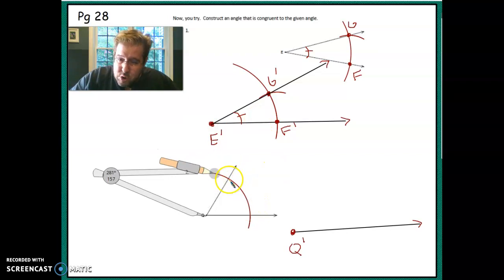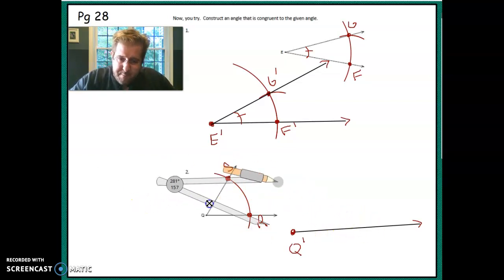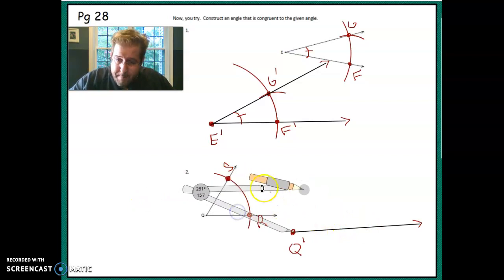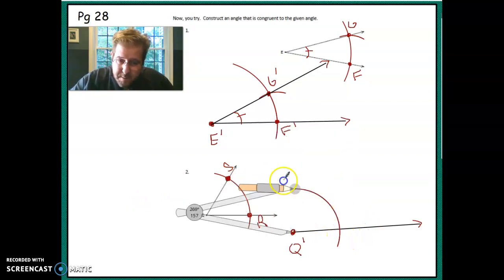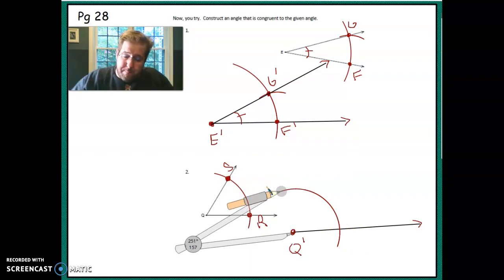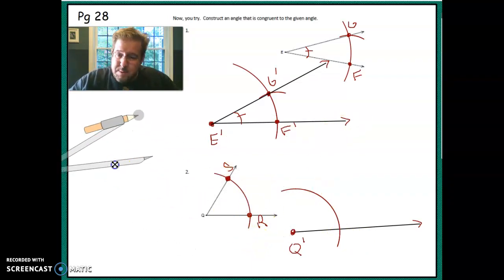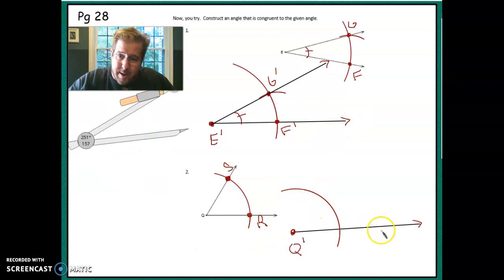So that gives me 2 points of intersection. Very important. Let's call this R and let's call this S. I'm going to bring my fixed point over to Q prime and do the exact same size arc. It's very important that you don't accidentally open up your compass. Everything needs to be done exactly the same when doing a copy.